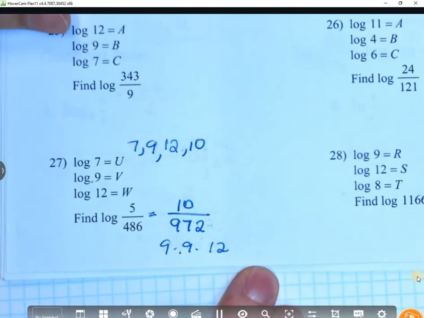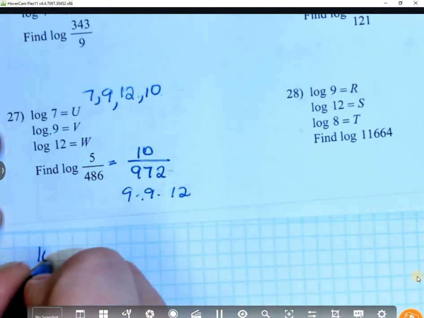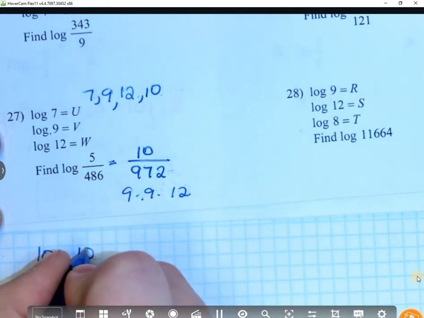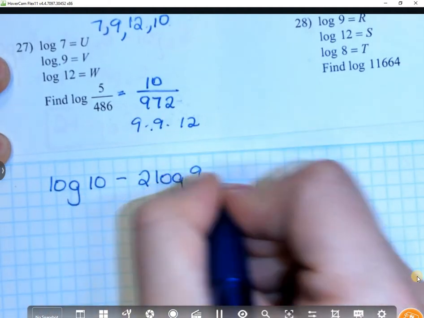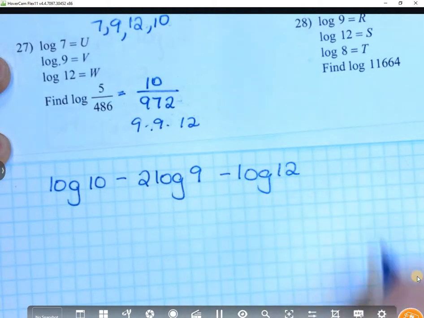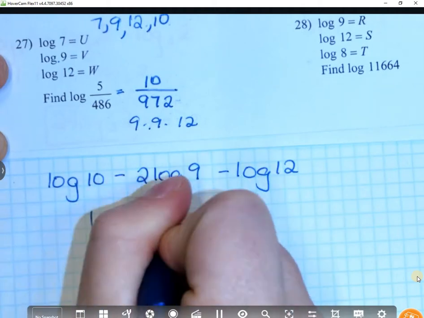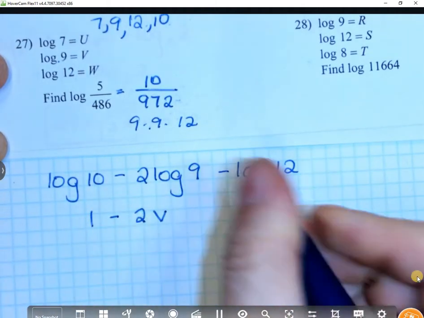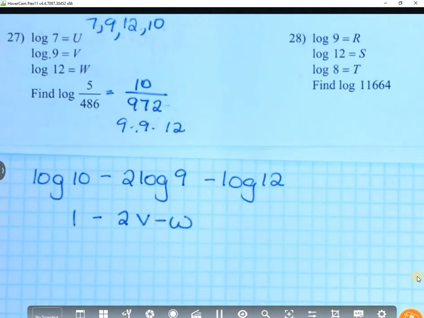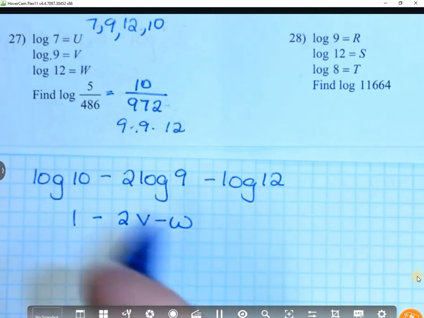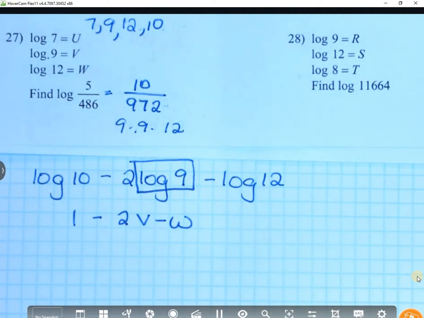And now that I have 9 times 9 times 12, I can translate that into the log of 10 minus 2 logs of 9 and minus a log of 12. What is the log of 10? 1 minus 2v minus w. Okay, do not switch to variables until you can physically see that chunk, that entire chunk by itself.